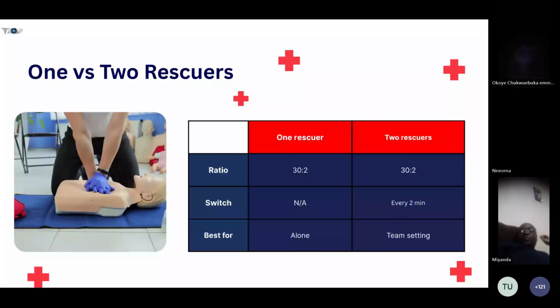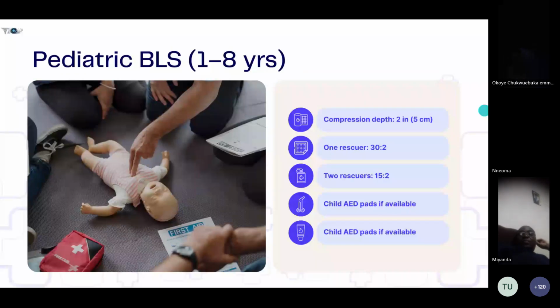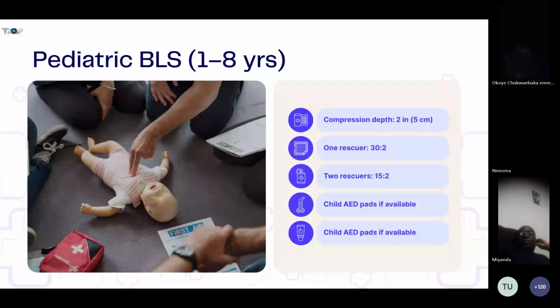Now, moving on to pediatrics, basic life support. If I am too fast, please let me know. Let me know. All right. Just type it in the chat box. There's no need to unmute your mic.